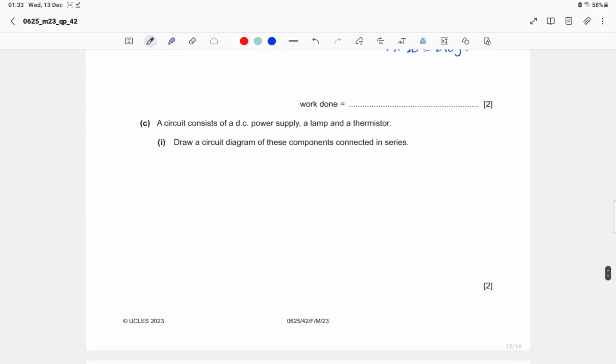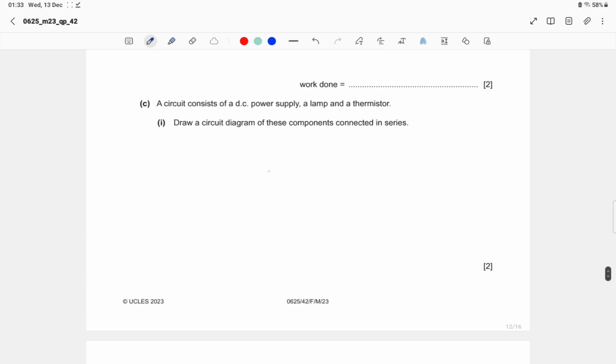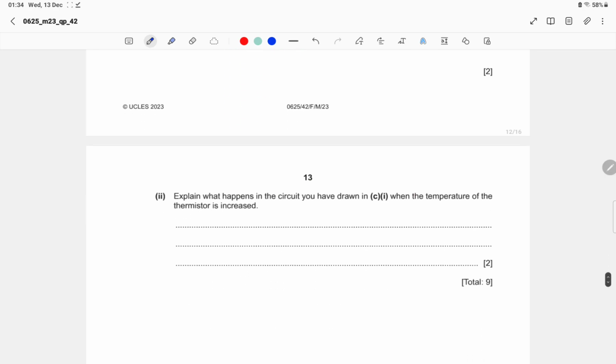A DC circuit consists of a power supply, a lamp, and a thermistor. So for a thermistor, the symbol is going to be like this. Draw the circuit of these components in series. So we are done with this as well.